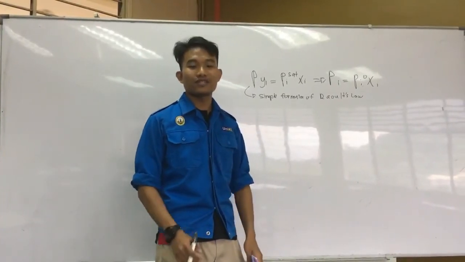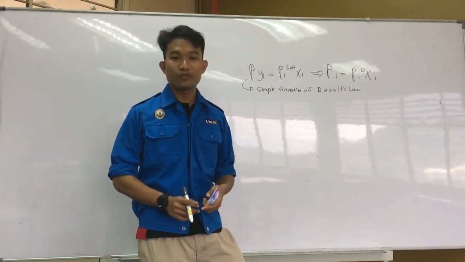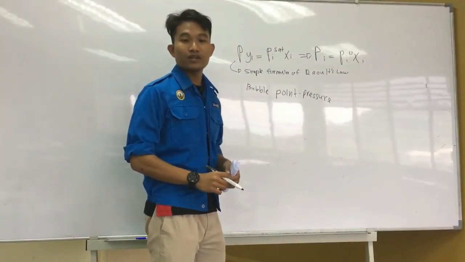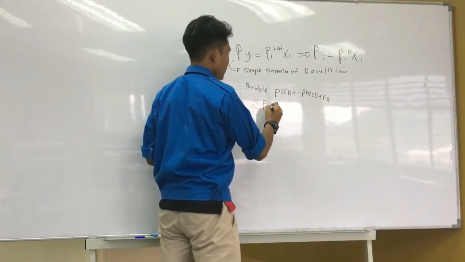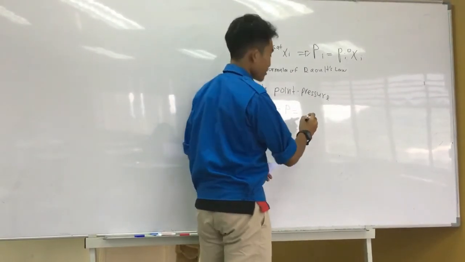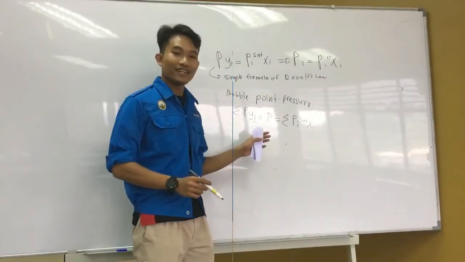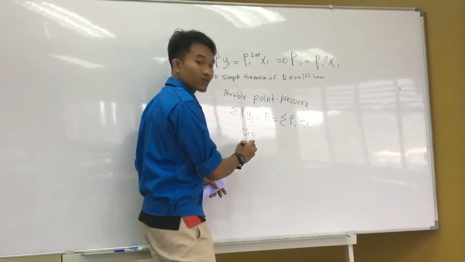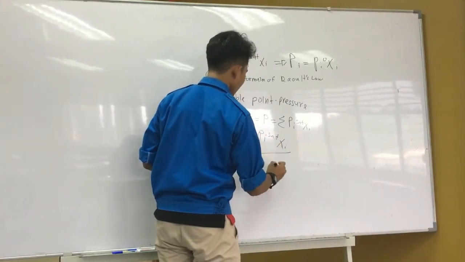As I mentioned before, Raoult's law can be divided into two parts, which are the bubble point pressure and the dew point pressure. This is the formula for bubble point pressure. The bubble point pressure is where the vapor is first formed at the given temperature, where the summation of P multiplied by Yi equals P, equals the summation of Pi sat multiplied by Xi. We rearrange this formula with Yi as the subject, so Yi is equal to Pi sat multiplied by Xi divided by P.